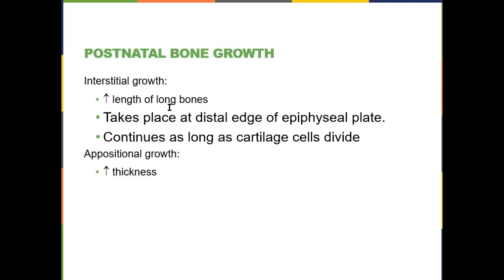Then, postnatally, your bones have to grow. And they can grow in 2 ways. First is interstitial growth. This is growth at the ends of long bones, so this makes your long bones longer. It takes place at what is called the epiphyseal plate, which you'll see in the next slide, and continues as long as your cartilage cells are dividing. Then you have appositional growth. This usually takes place on the outside of the bone, just deep to the periosteum, that membrane that covers the bone. And here, osteoblasts are just laying down new layers of bone matrix onto existing bone to make the bone thicker.